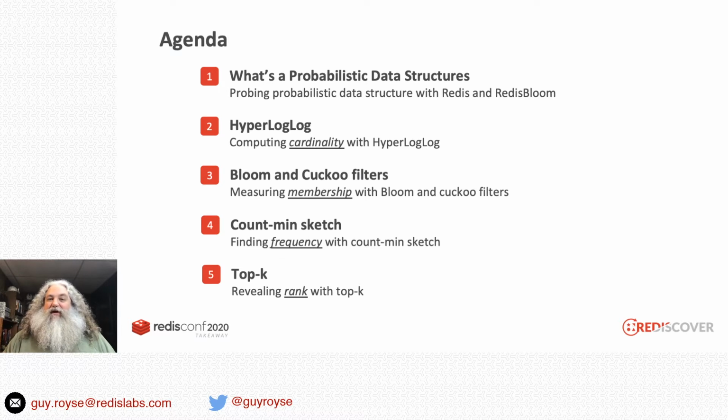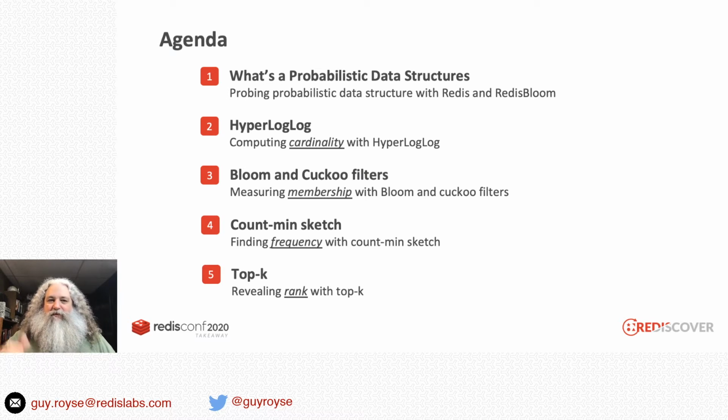We're going to talk about what they are. We're going to talk about Redis and Redis Bloom. We're going to talk about particular ones. There's 5 specific ones we're going to talk about. We're going to talk about HyperLogLog, which is used for computing cardinality, which is to count things in a set. We're going to do Bloom and Cuckoo filters, and those are both used to measure membership, to check to see if a thing exists within a set or not. We're going to talk about count min sketch, and count min sketch helps you determine the frequency of items in a set. And we'll finish it up with top K, which will reveal the rank of items within your set.